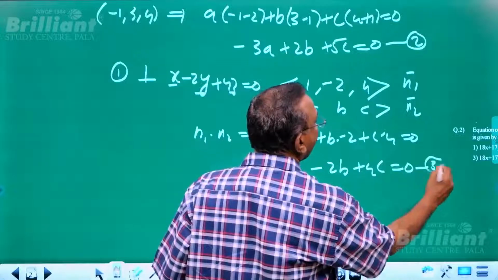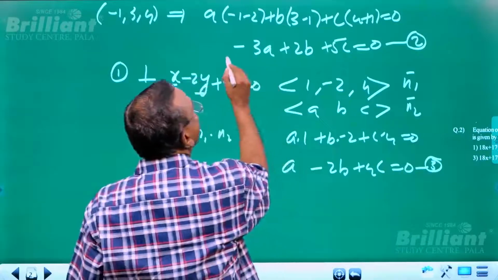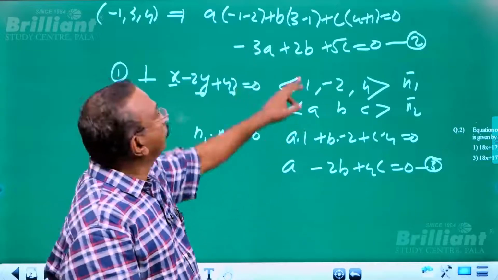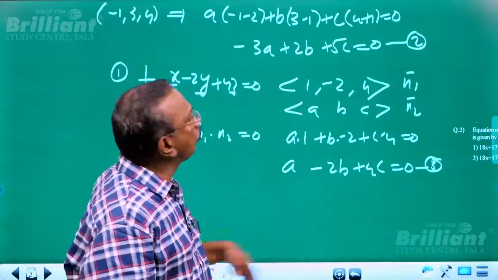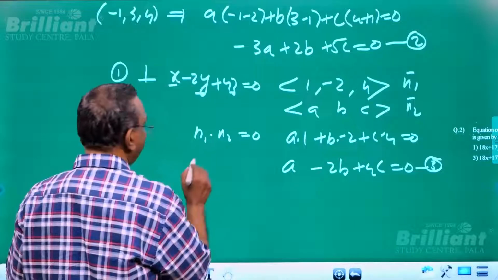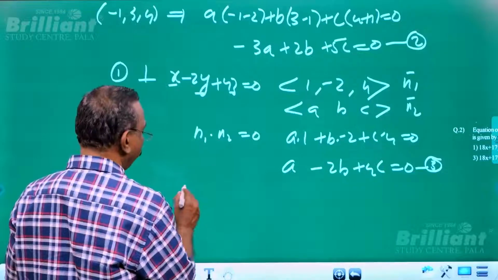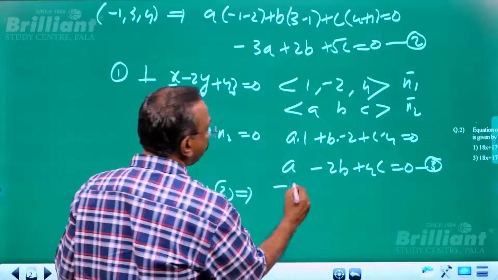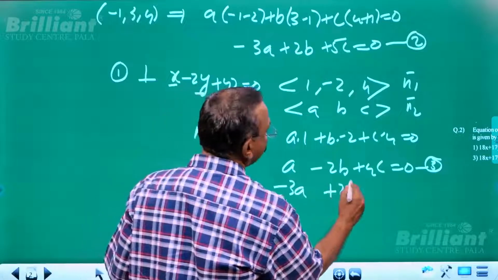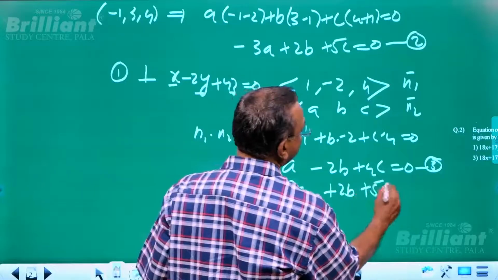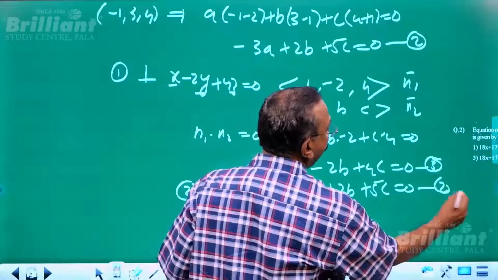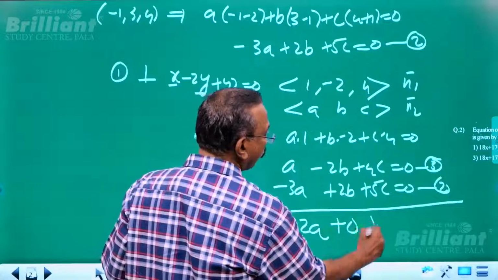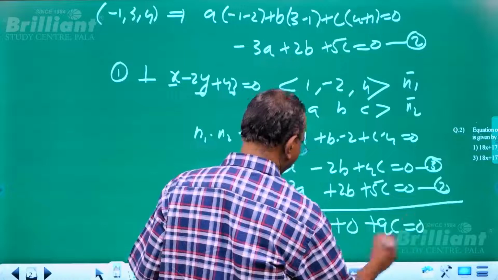Equation number 3. So you have two more equations. This one, this, and here that. So at a glance you can observe here it is 2B and here it is minus 2B. So you just add them to eliminate B. You want to solve it, so I put equations 2 plus 3. That gives minus 3A plus 2B plus 5C is equal to 0, which is our equation number 2. And adding this, you get minus 2A plus 0 plus 9C is equal to 0.